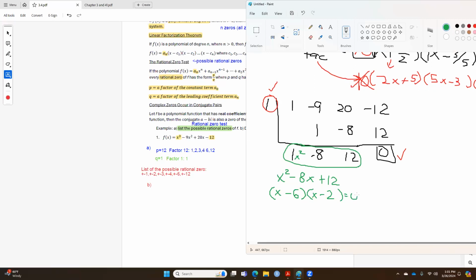So what we do is, in order for you to find the zeros, because this question wants us to figure out the zeros, you set this all equal to 0. So you will get 6 and 2. So in this case, if a question wants us to list all the real zeros we have, then your answer will be 1, 6, and 2.